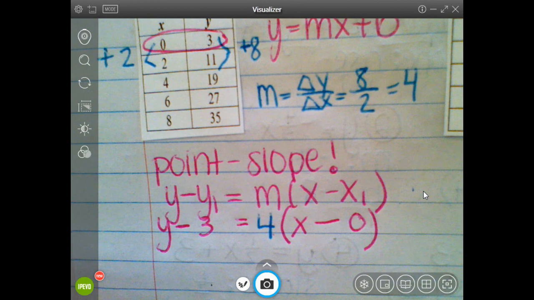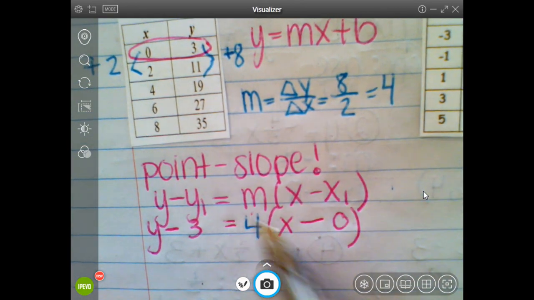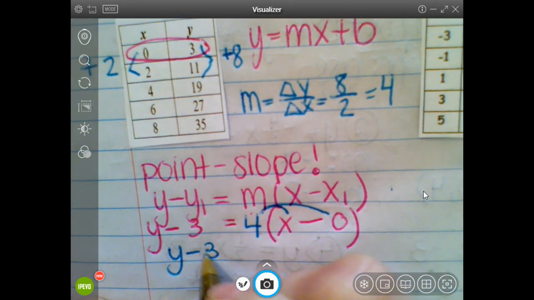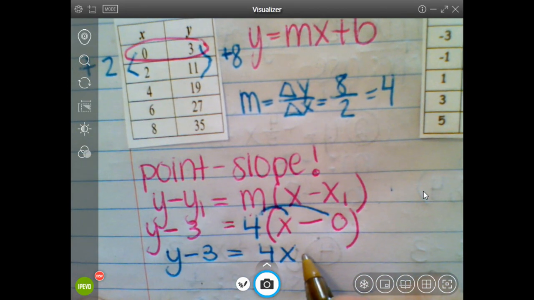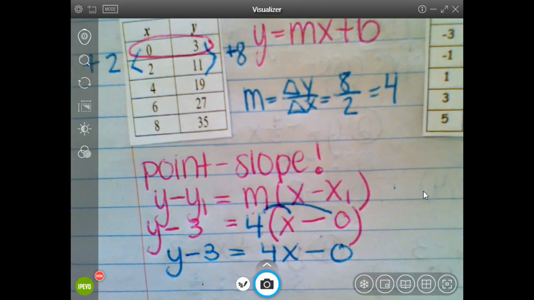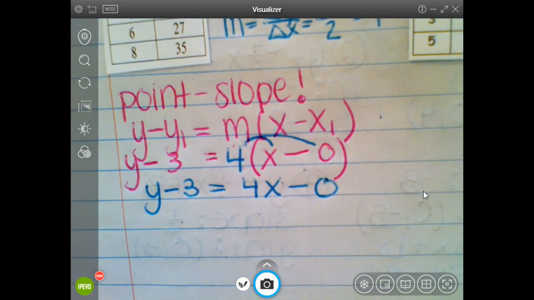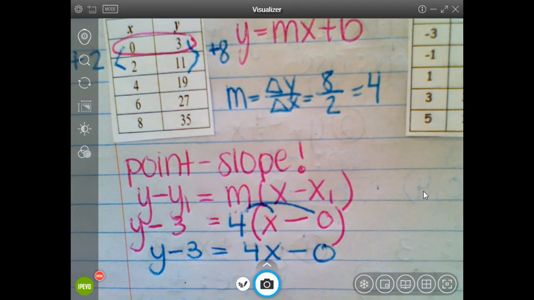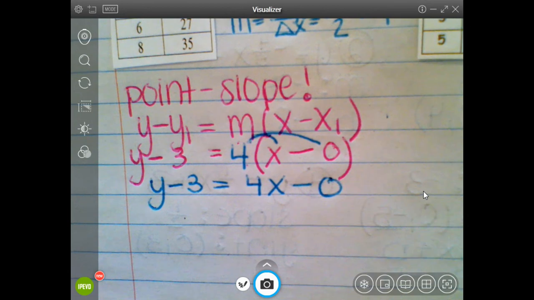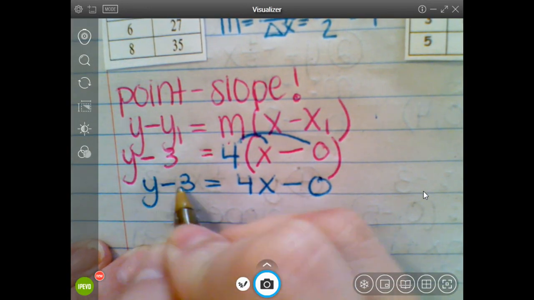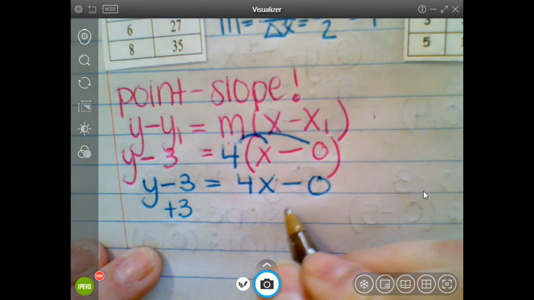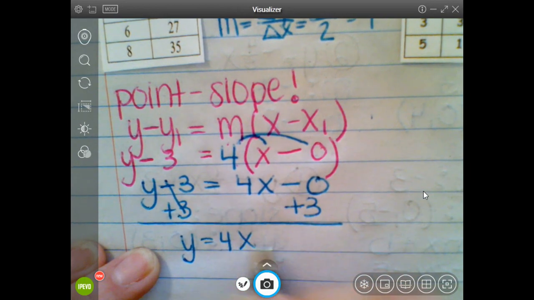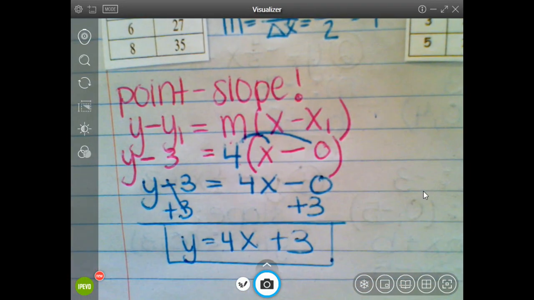So now I just have to clean this up. If I have a number outside of parentheses, I have to distribute. So I get y minus 3 equals 4x minus 4 times 0, which is just 0. Now it almost looks like y equals mx plus b, right? But the y is not by itself. The y has this minus 3 next to it. So I need to get rid of it. How would I get rid of it? I do the opposite. The opposite of subtraction is addition. If I add it here, I have to add it over here to the 0 because they're the like terms. So I get y equals 4x plus 3. Perfect.